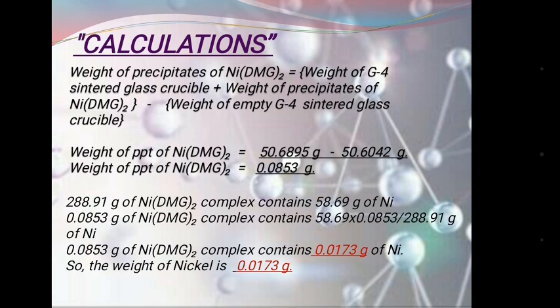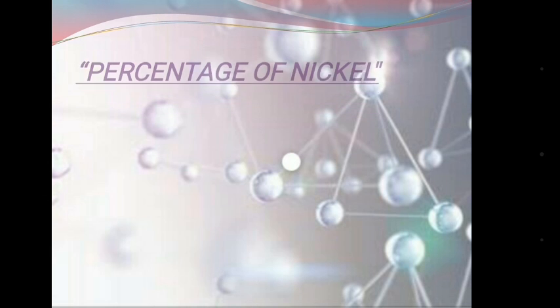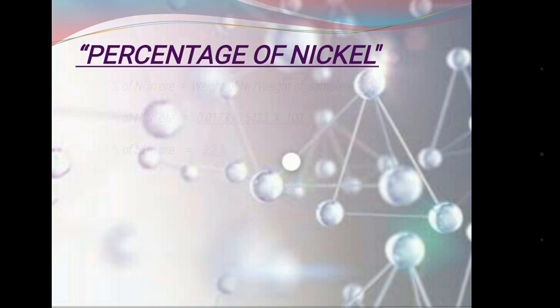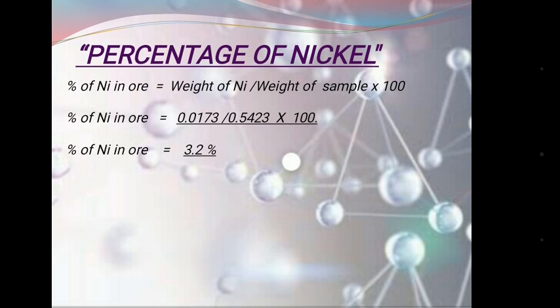Now to get the weight of nickel, we apply the unitary method. 288.91 gram of nickel dimethylglyoxime complex contains 58.69 gram of nickel. 0.0853 gram of nickel dimethylglyoxime complex contains 58.69 times 0.0853 upon 288.91 gram of nickel. 0.0853 gram of nickel dimethylglyoxime complex contains 0.0173 gram of nickel, so the weight of nickel is 0.0173 gram. Now we will find the percentage of nickel. The formula for percentage of nickel is weight of nickel upon weight of sample times 100. By putting all these values, we get the percentage of nickel, which is 3.2%.